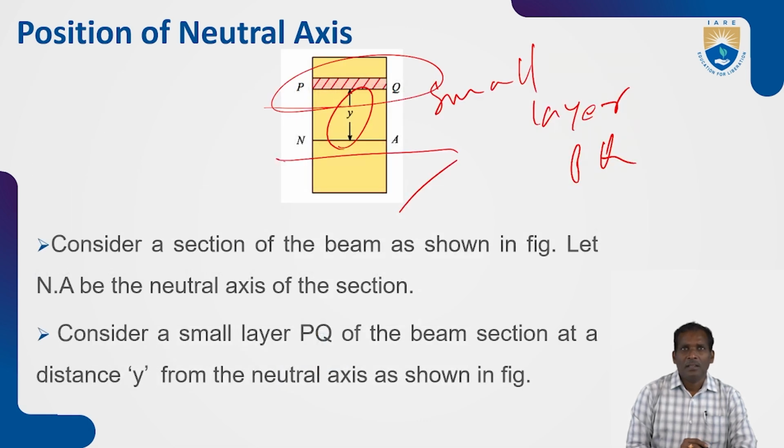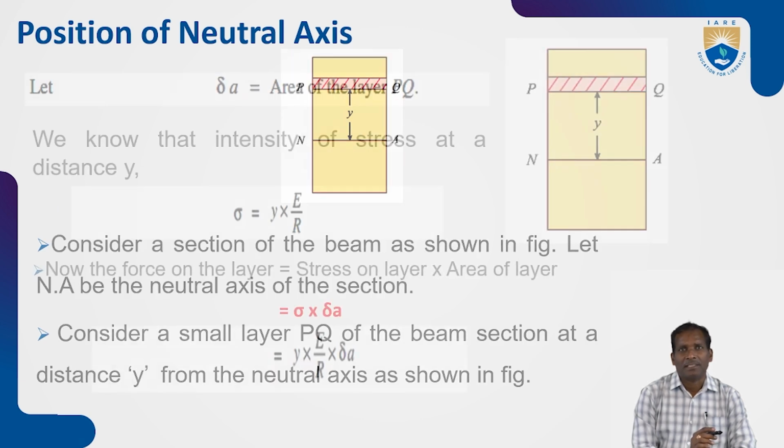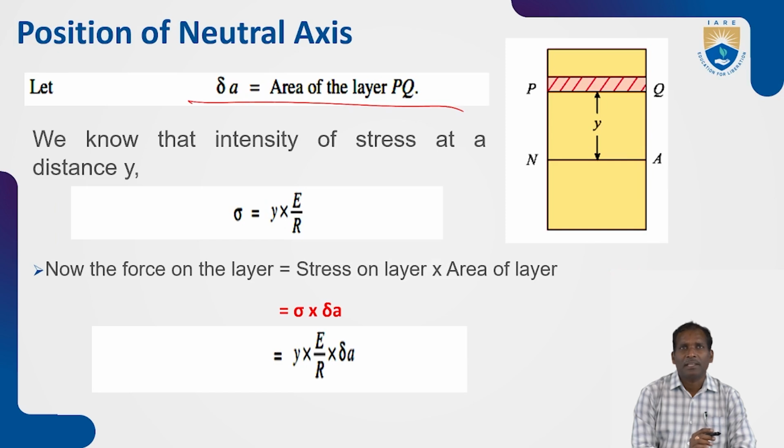See here, consider a section of a beam, and let NA be the neutral axis of the beam section, and also consider a small section at a distance y from the neutral axis. Now let delta A be the area of the layer PQ.